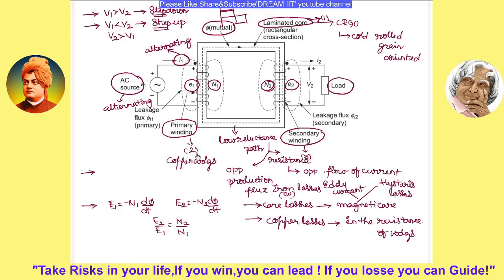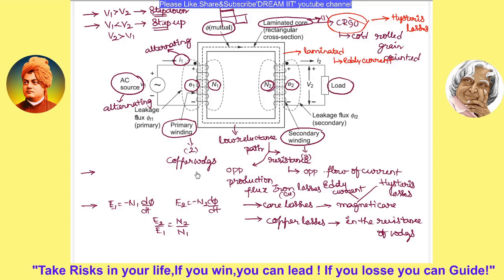This type of material is considered to reduce the hysteresis losses, okay. To reduce the hysteresis losses we take CRGO steel, and this core is laminated to reduce the eddy current losses. That is the information about the magnetic core.